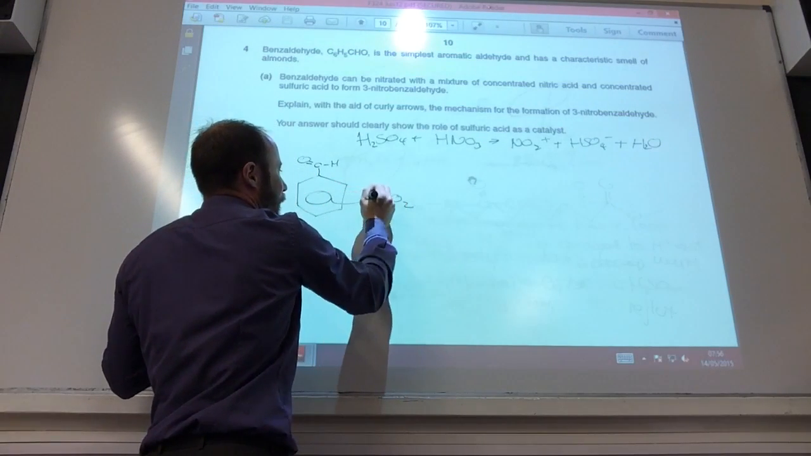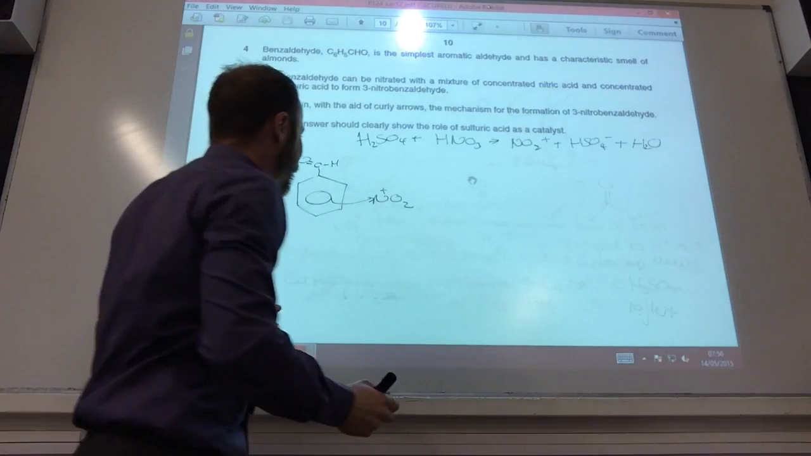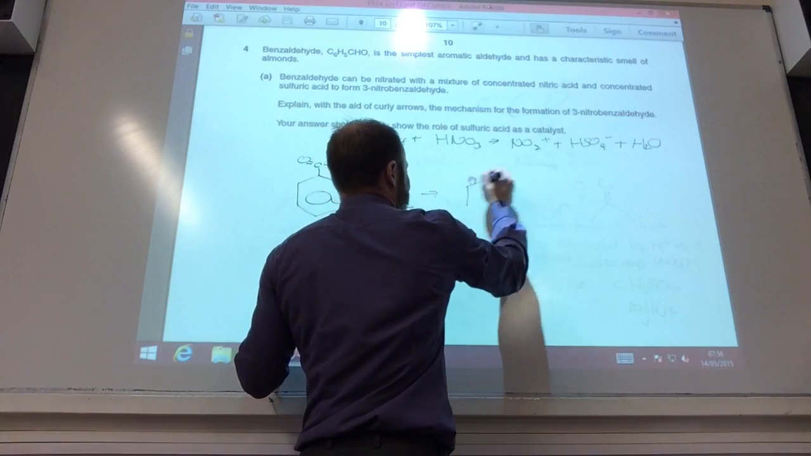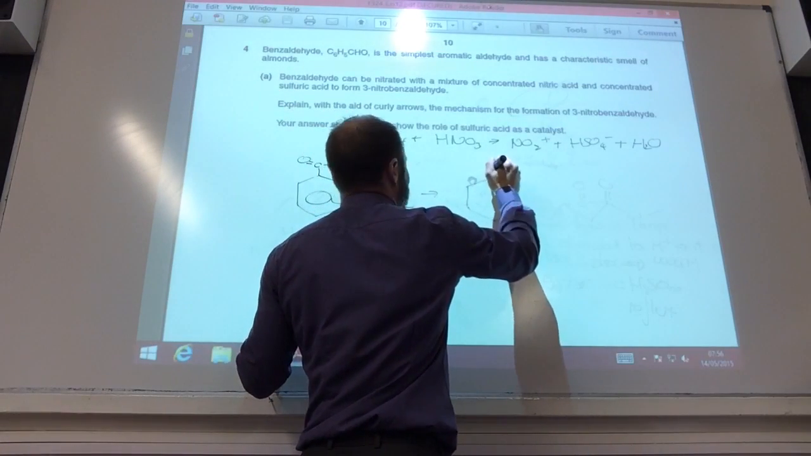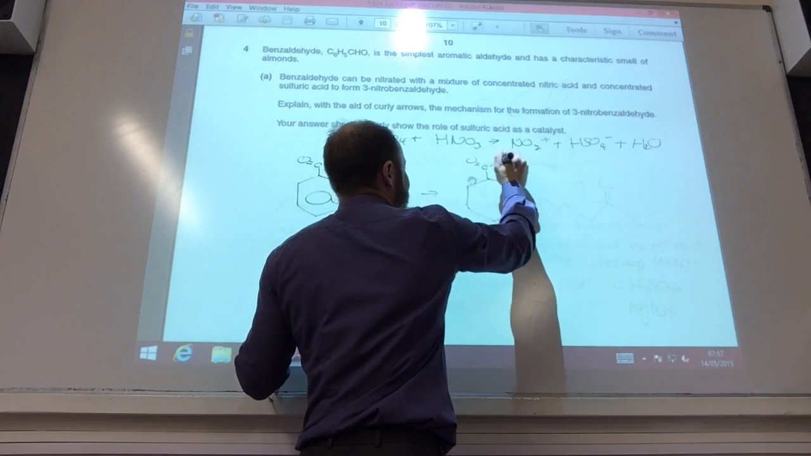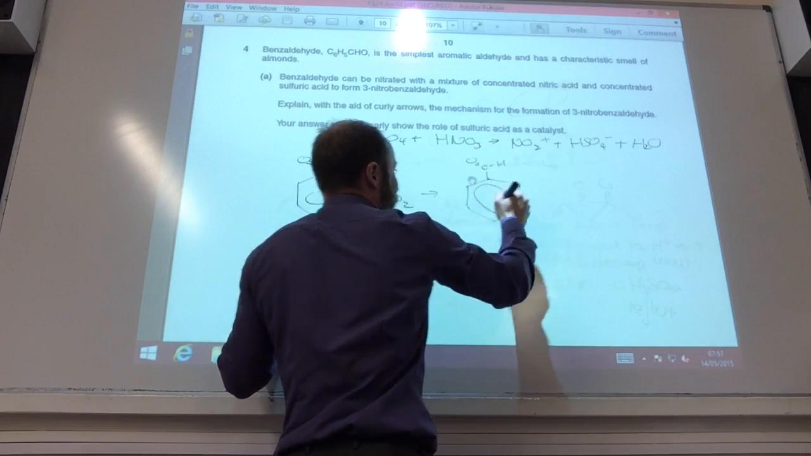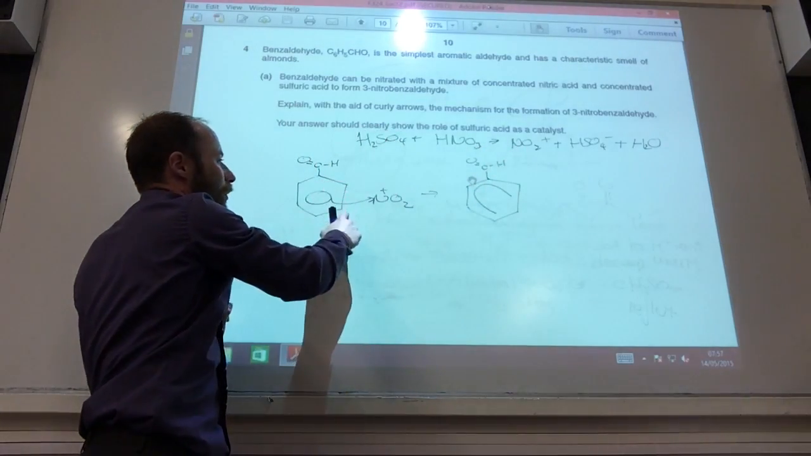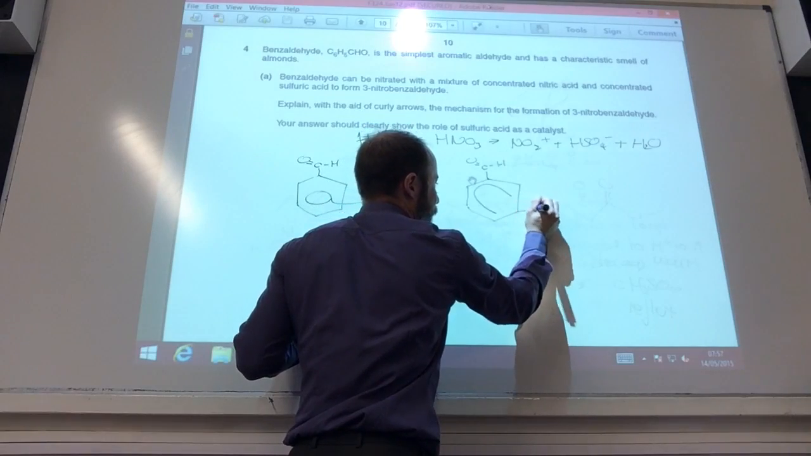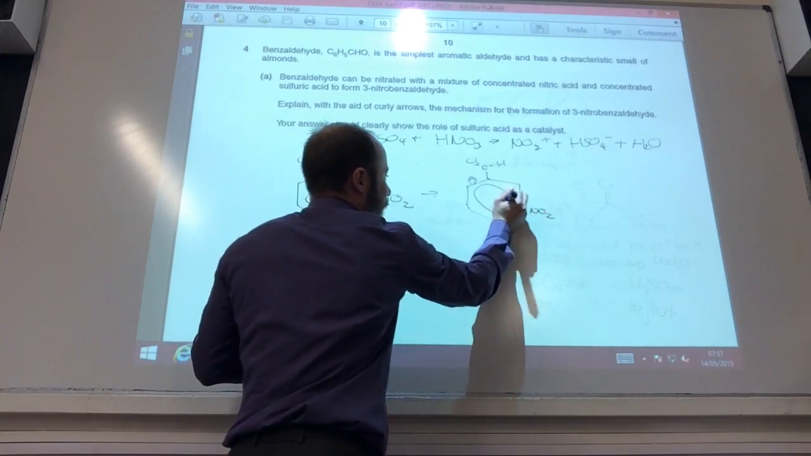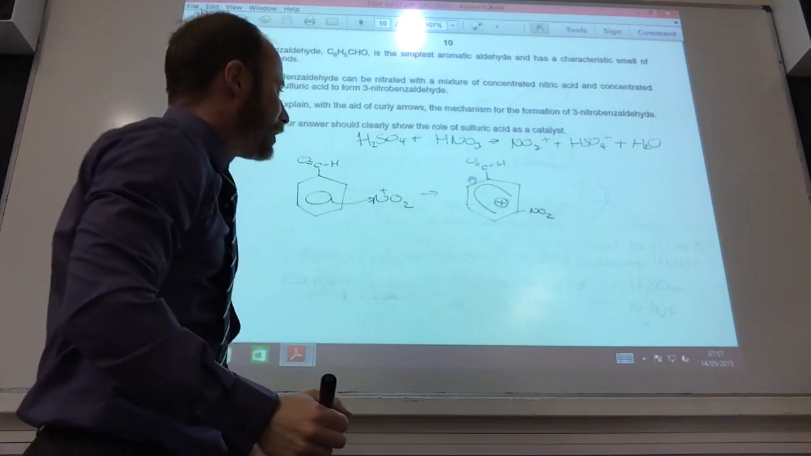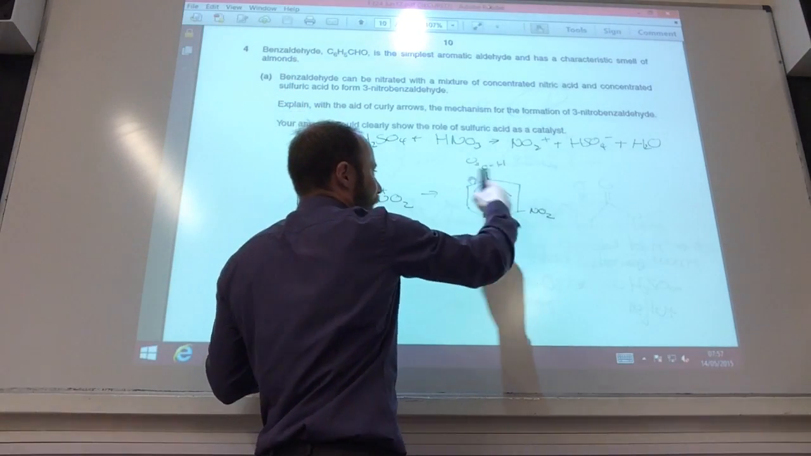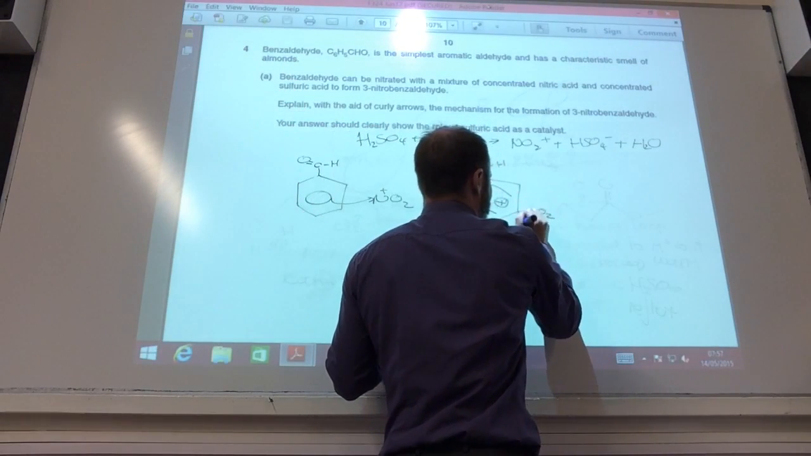So out come my electrons from the benzene ring to attack the nitrogen. That gives me my intermediate. Key thing to watch out for is that's carbon number 1, 2, 3. So my NO2 has got to attach on my carbon number 3 to give me the right product. And make sure you break the ring of electrons at that point.